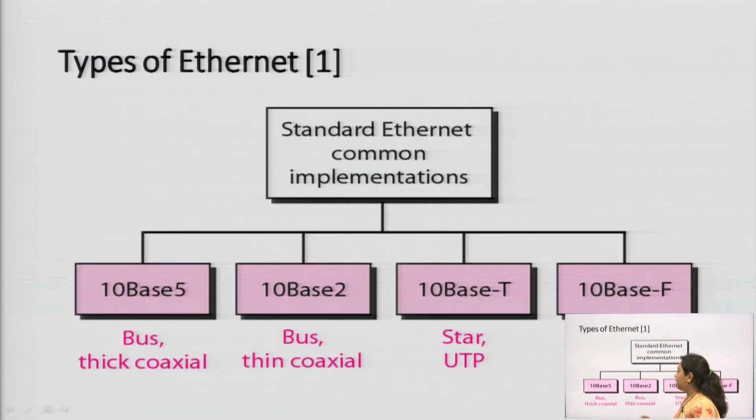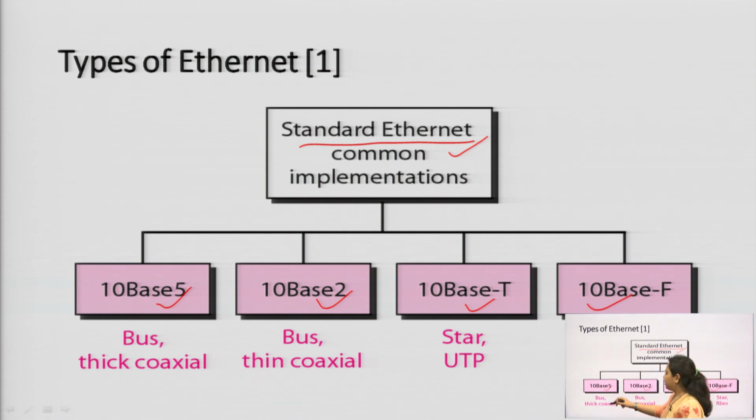This is the standard Ethernet common implementation. It is divided into different categories: 10 base 5, 10 base 2, 10 base T and 10 base F. This is the first type of Ethernet, the standard Ethernet, and it uses a rate of 10 megabits per second, and its base is 5. Each value has its own meaning.